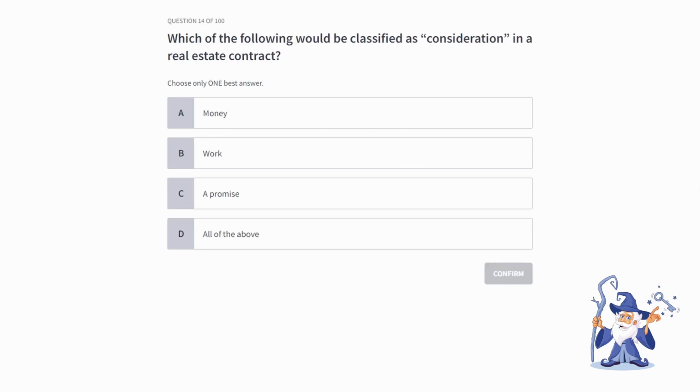All right, question number 14. Which of the following would be classified as consideration in a real estate contract? Okay, so there's 4 options: A, money; B, work; C, a promise; or D, all of the above. All right, so think that one over and come up with your answer.